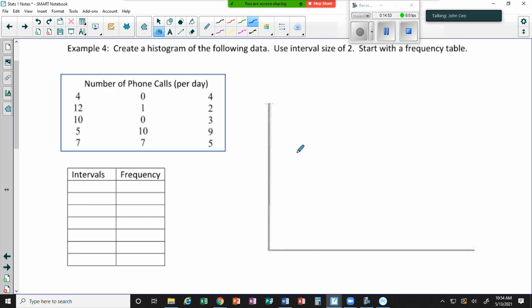You have to be careful when you count these. This is where the biggest mistakes are made. Okay, they don't end up with the same interval size. So if you need to, count them out, right?